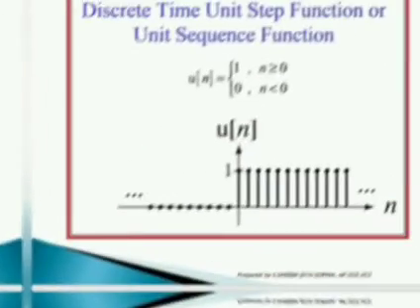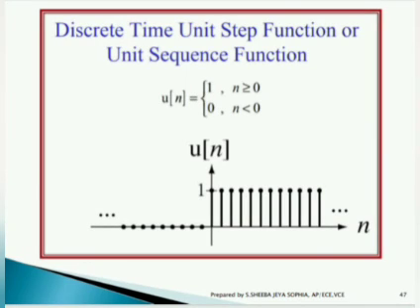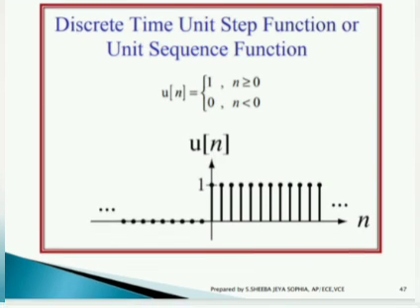Next, discrete time unit step function or unit sequence function, u of n is equal to 1 for n greater than or equal to 0. It is similar to the unit step function which we have seen for continuous time signals. The only difference is instead of u of t, you will be representing it as u of n. There continuous is represented as t. Here n is the discrete sample points.